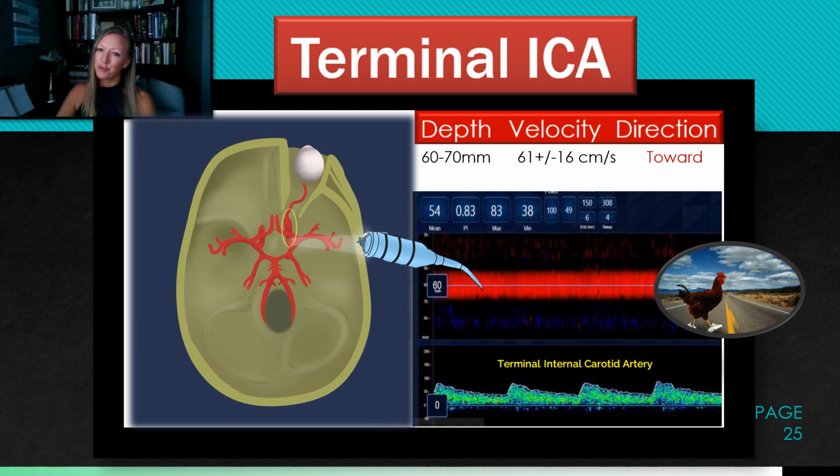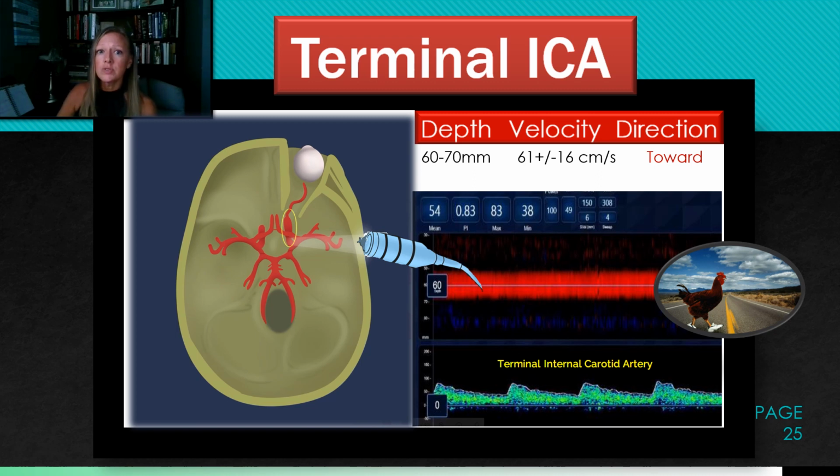Next, we'll review the terminal ICA. The terminal ICA is typically found at depths of 60 to 70 millimeters. You will find your MCA ACA bifurcation first and angle your probe inferiorly, or somewhat towards the chin, and isolate that terminal ICA. The mean flow velocities are generally 61 plus or minus 16, and the flow is typically towards the probe, so it'll show in red in M mode.